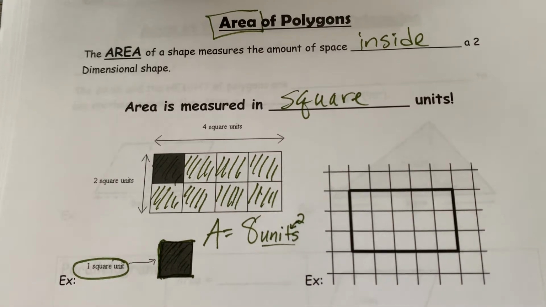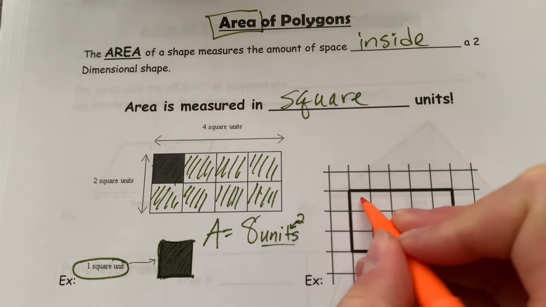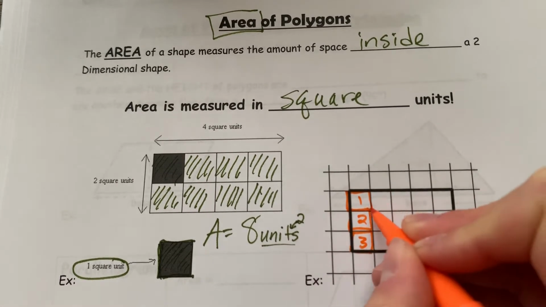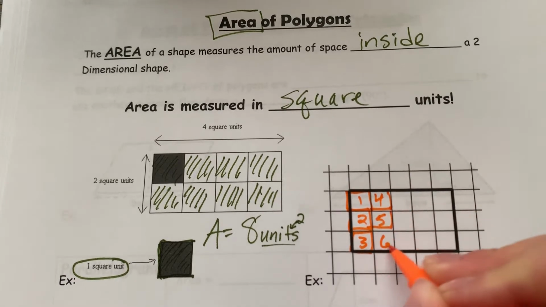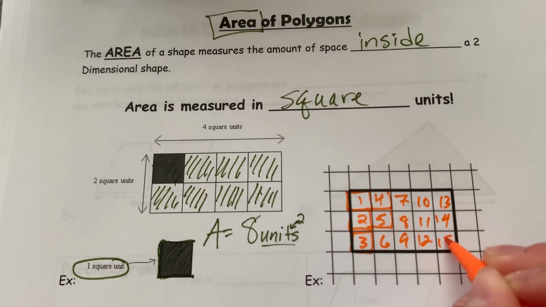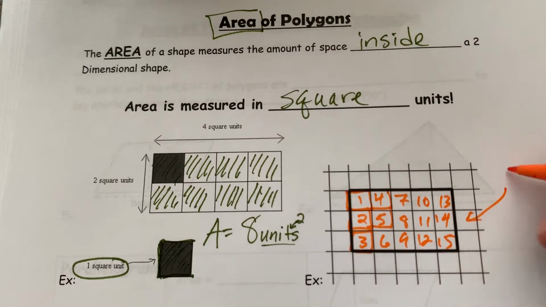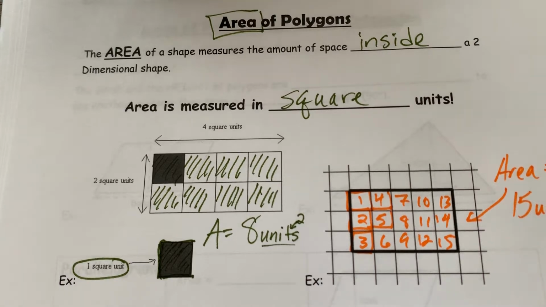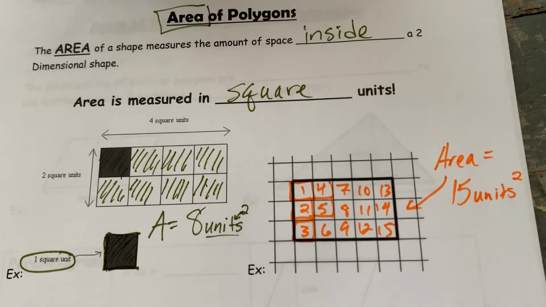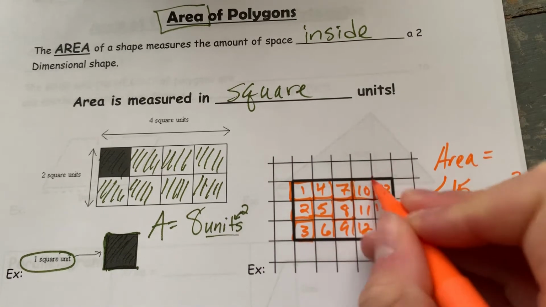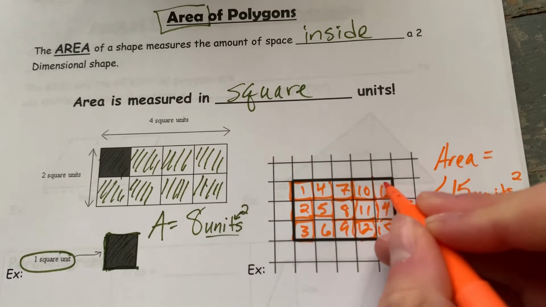Let's use the same idea, using this picture to figure out how many square units fit into this rectangle. So here is 1 square unit. Here's a second one. Here's a third one. Here's 4, here's 5, 6, 7, 8, 9, 10, 11, 12, 13, 14, 15 square units. So the area here is equal to 15 square units, because 15 of these squares fit into or make up this rectangle.